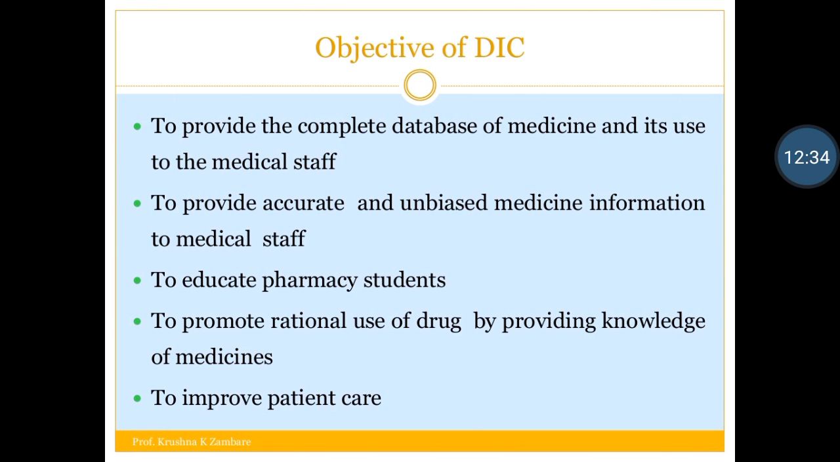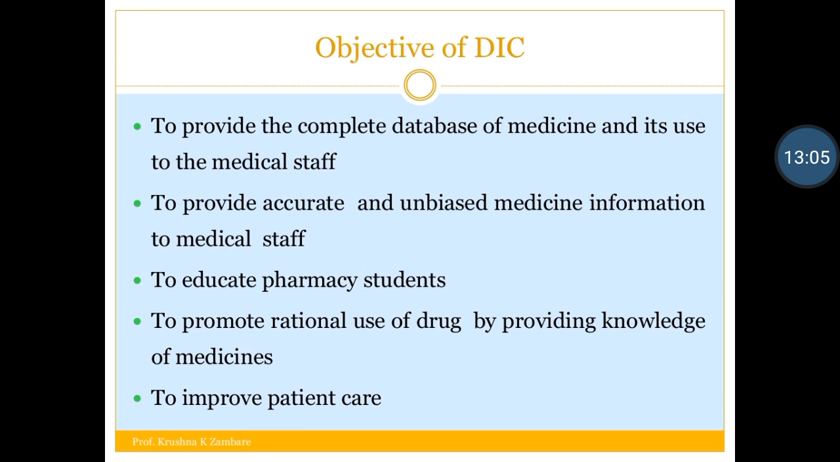Objectives: what are the general objectives of drug information centers? What should they achieve? The first is to provide a complete database of medicines and their use to the medical staff. A complete database means the general name, chemical name, properties, uses, side effects, other consequences and allergies. All this information should be gathered in the drug information center.